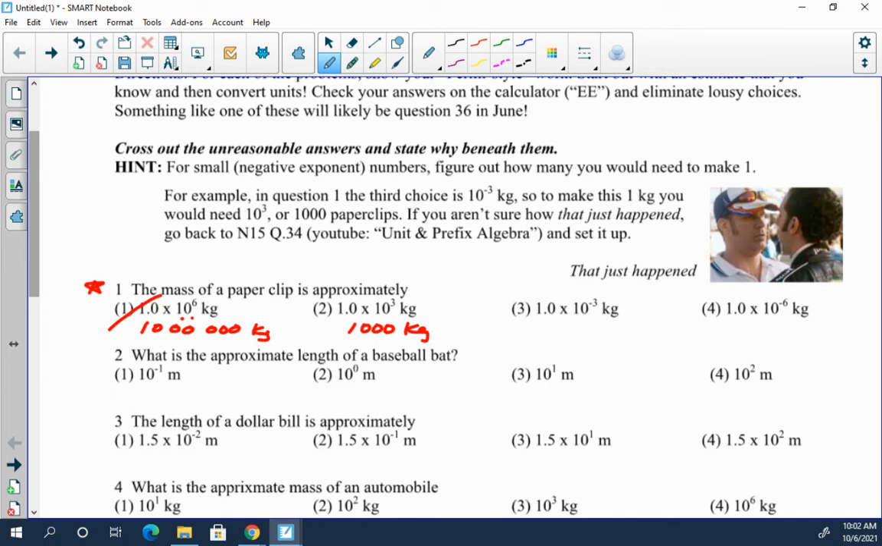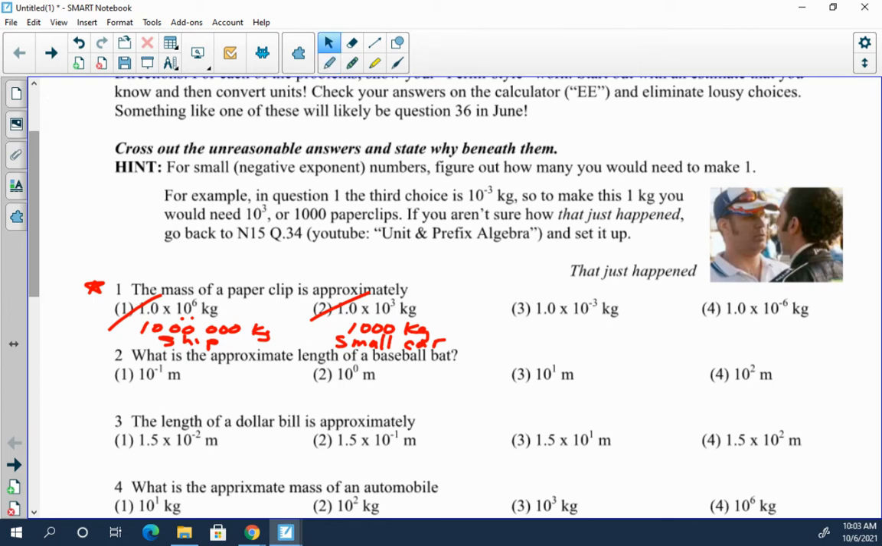Maybe this is like a ship or something. 1,000 kilograms is like a small car. We're talking about over 2,000 pounds. It's a very small car, but still a car, not a paperclip. That can't be. You will find this scenario to happen repeatedly as you do this.